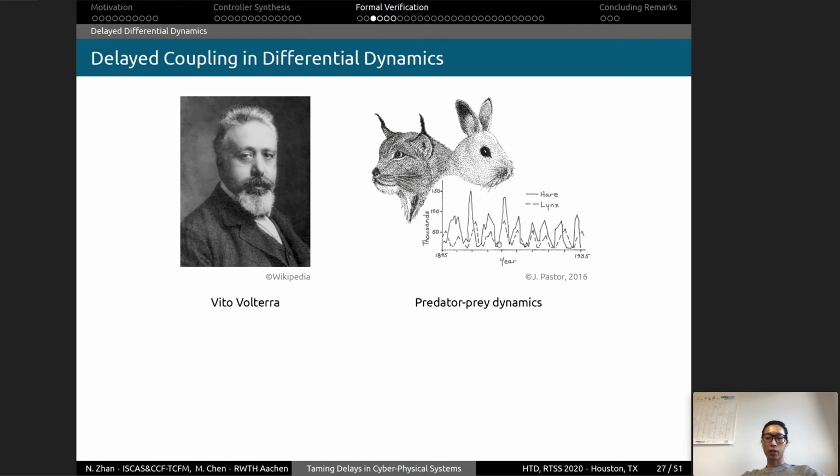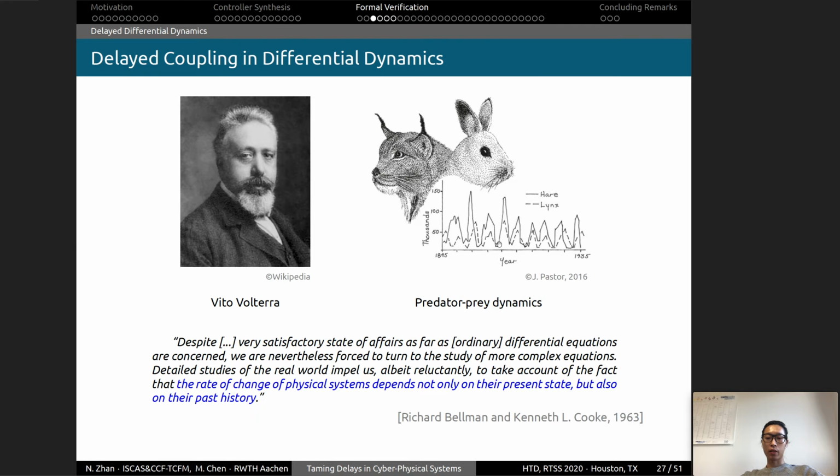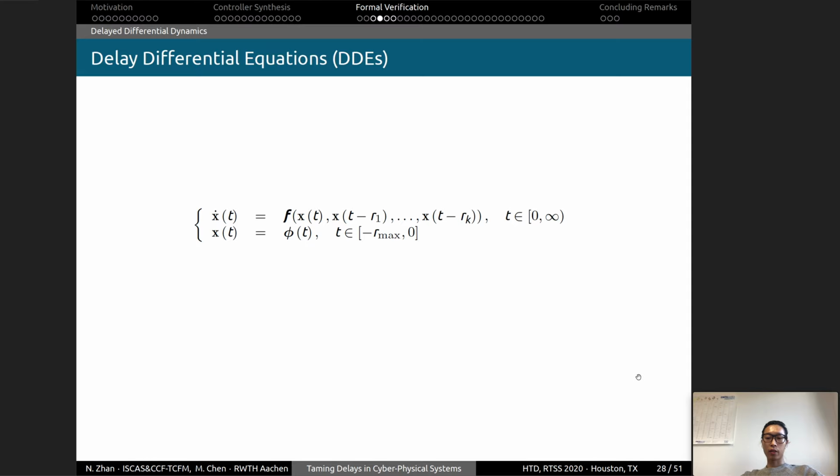The theory of delay differential equations was later popularized by, say, Bellman and Cooke, together with another group of researchers. Here's a quote from their book. It says that detailed studies of the real world impel us, albeit reluctantly, to take account of the fact that the rate of change of physical systems depends not only on their present state, but also on their past history. This gives rise to the following model known as delay differential equations.